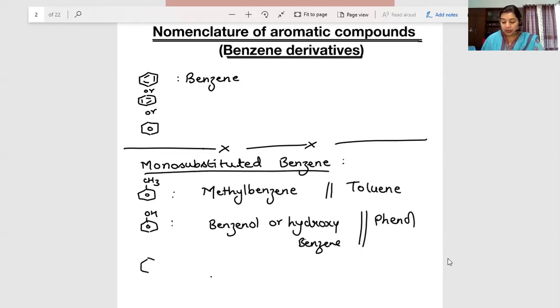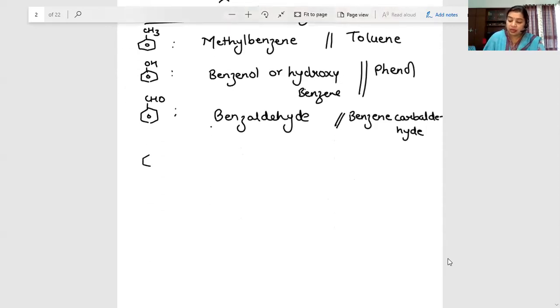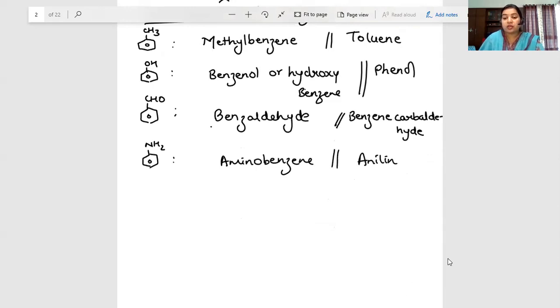Correct? Like this, we have CHO. So it has been given the name benzaldehyde. But you can call it, of course, by our original special suffix method as benzenecarbaldehyde. If I go further in the series, I have so many examples, but some which are important, I cannot neglect them. Like this one, you can call it aminobenzene by the standard rules, but it has been very well accepted as aniline.